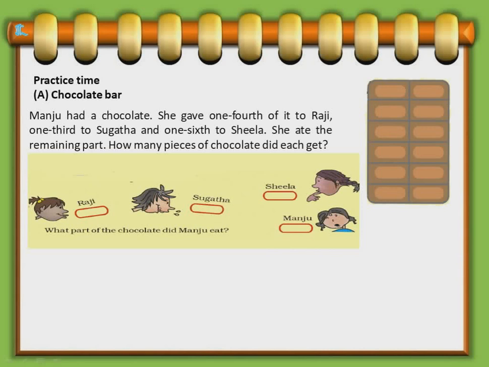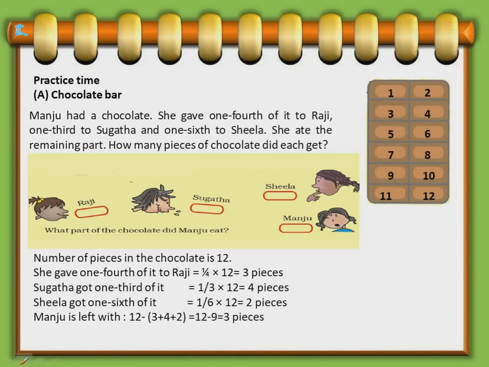For this, we have to calculate how many parts there are in this chocolate. Total number of parts in this chocolate. So shall we calculate? 1, 2, 3, 4, 5, 6, 7, 8, 9, 10, 11, 12. So totally this chocolate is divided into how many parts? It is divided into 12 parts. Yes or no? Now let's see the solution for this. Number of pieces in the chocolate is 12. We calculated it just now.